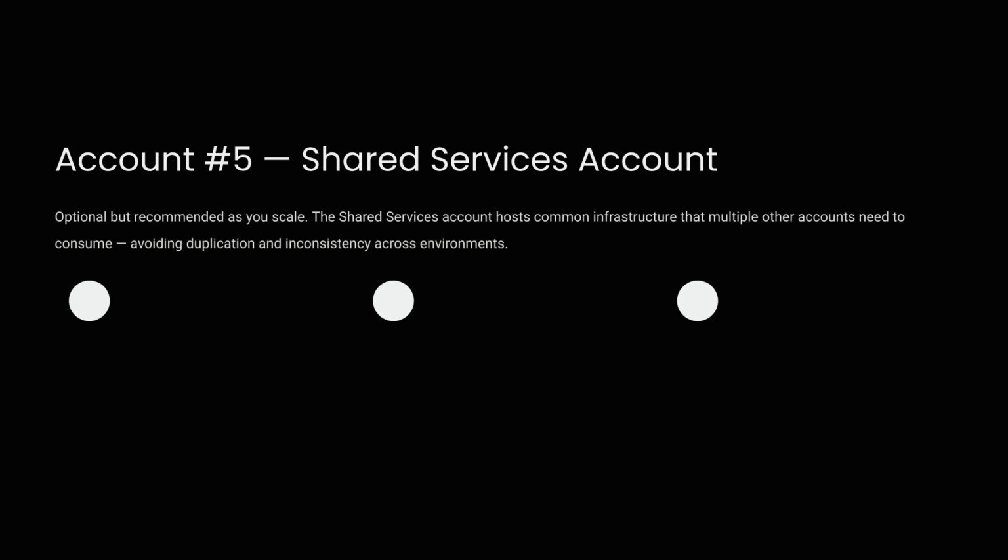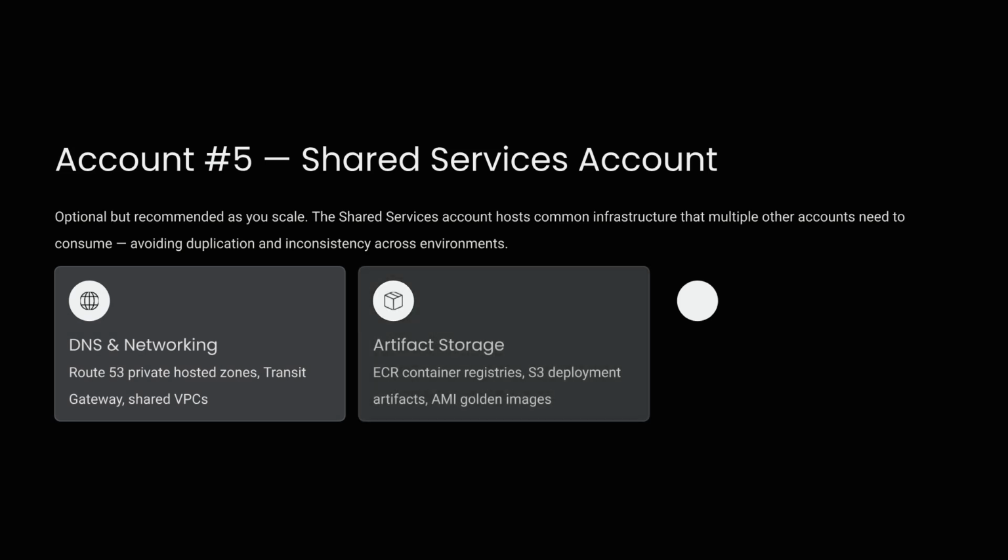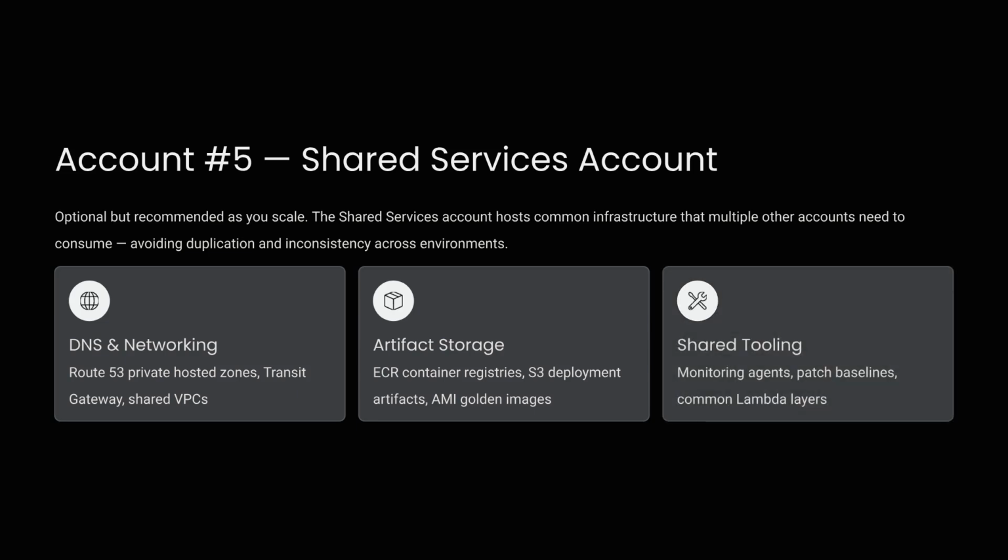It hosts common infrastructure consumed by multiple accounts, avoiding duplication. Examples include DNS and networking like Route 53 private zones, artifact storage for ECR and S3, and shared tooling such as monitoring agents and common Lambda layers.